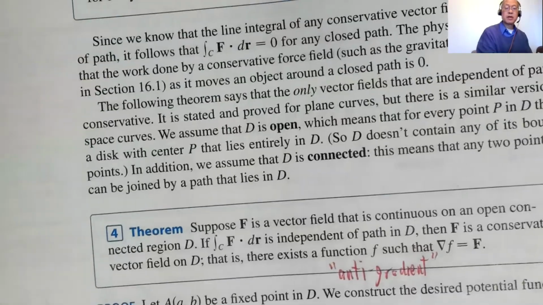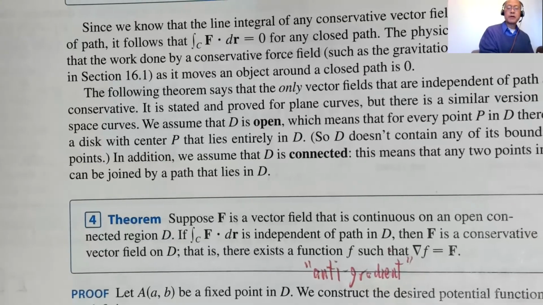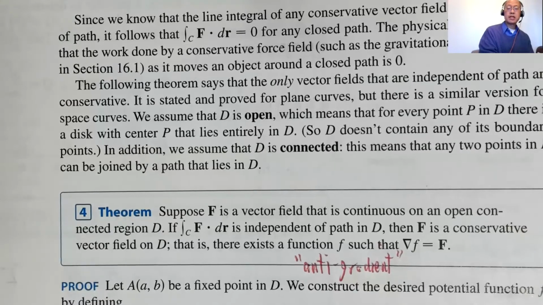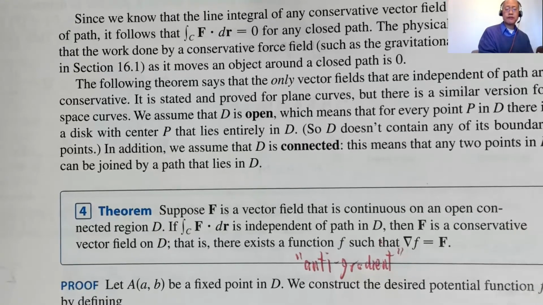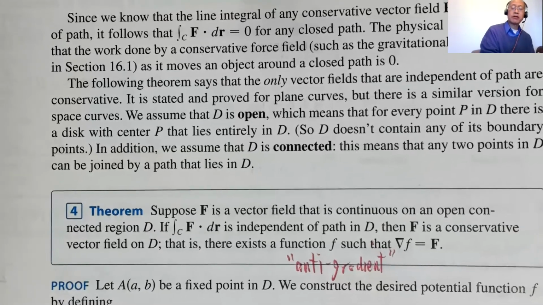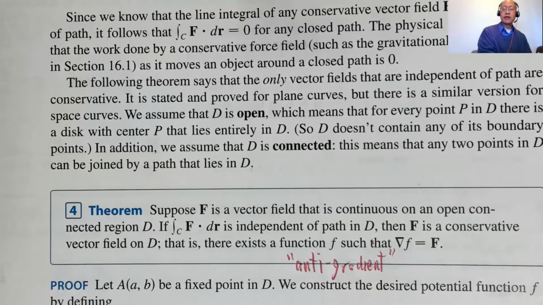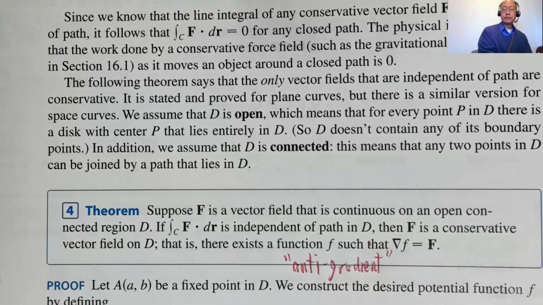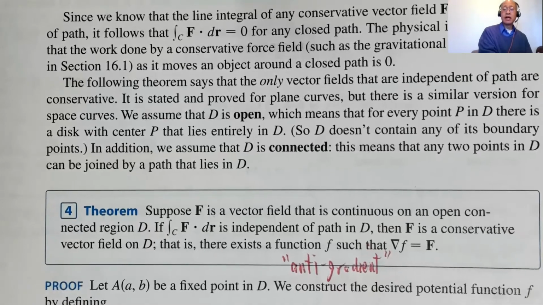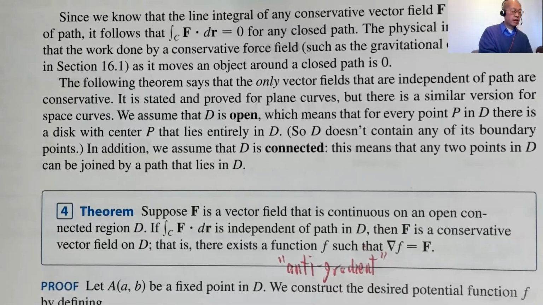Then we have this theorem here, on page 1089. So suppose f is a vector field continuous on an open connected region D. If the integral along the curve of f dot dr is independent of path, then f is a conservative vector field. That means there exists a function little f, I call it the anti-gradient, such that del f, the gradient of f, is bold f. So you can find something called an anti-gradient. So we know how to find a gradient. We're going to do anti-gradients right now also.